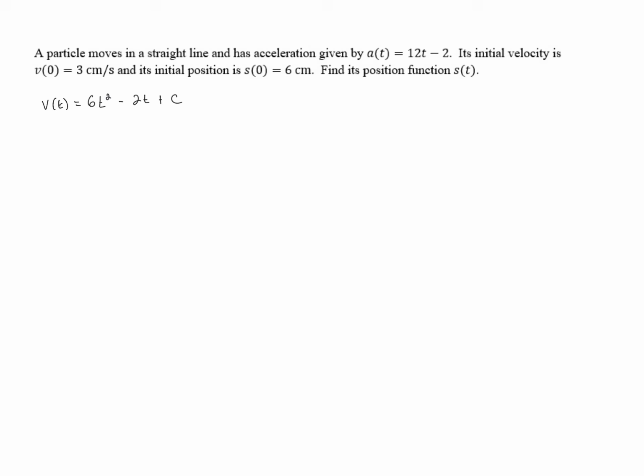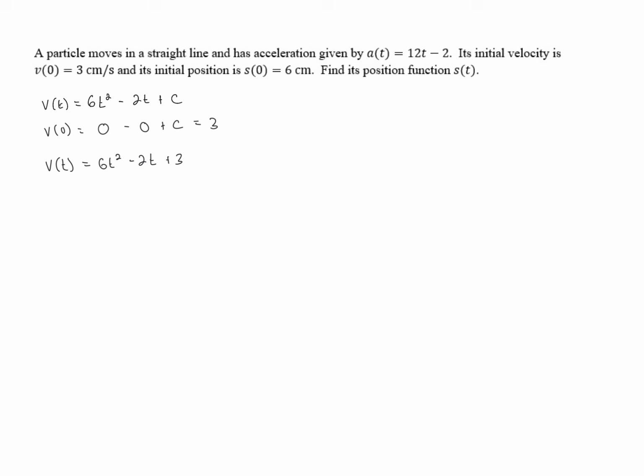Now, we know something about the velocity. We know that the initial velocity is equal to 3. So if we plug in 0 for our time, that's going to give us 0 minus 0 plus c. And so that was equal to 3, we said. And so that tells us that c is 3. So the velocity function is actually going to be 6t² - 2t + 3.